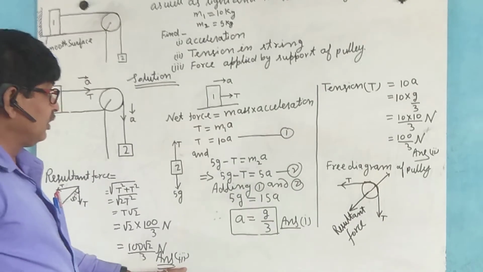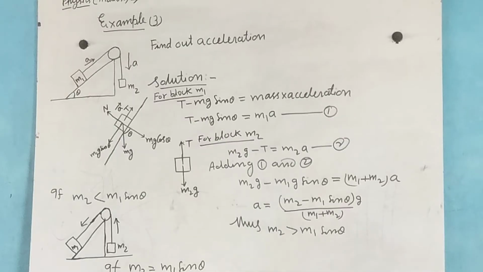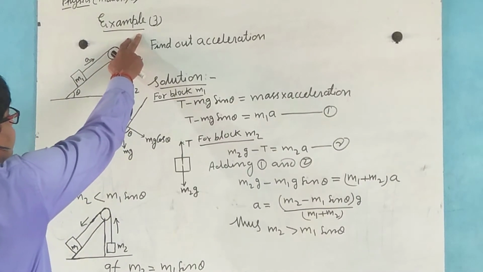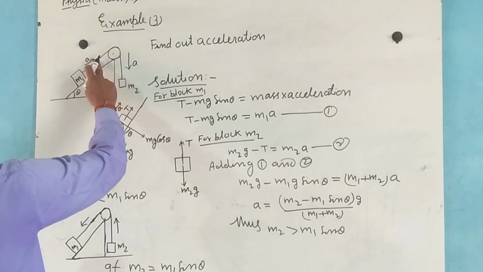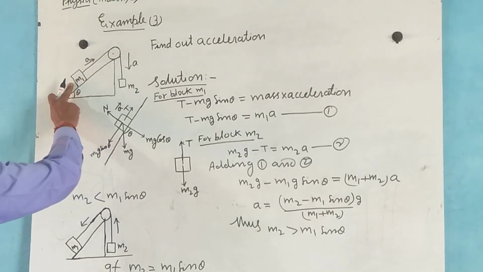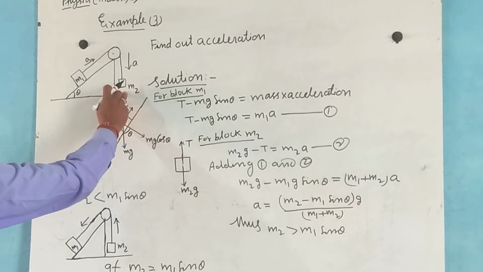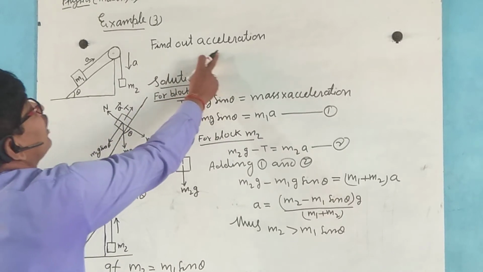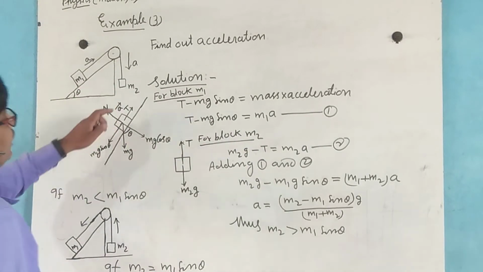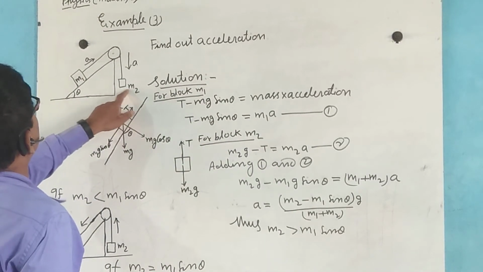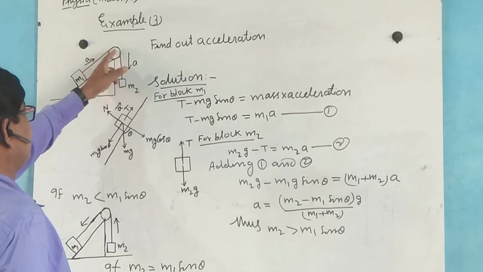Now we take another example here. Example third. This is a pulley and string, one end has mass M1 and the other end has mass M2 here, and in this case we find the acceleration. Let us suppose that M2 is greater than M1, so its motion is in this direction here.